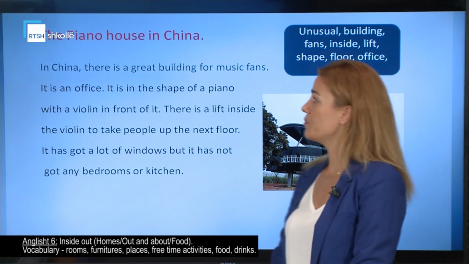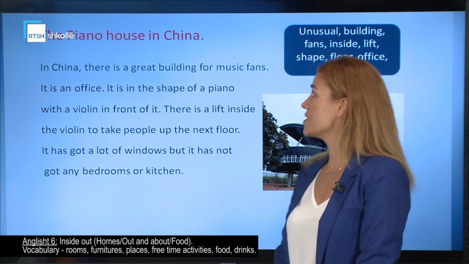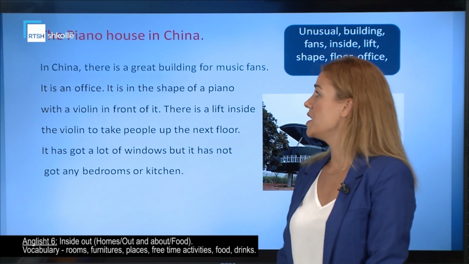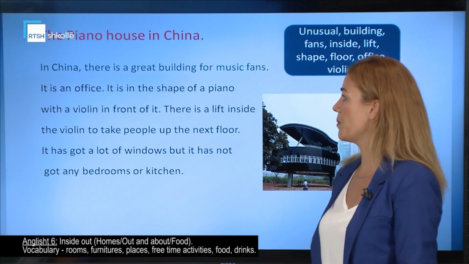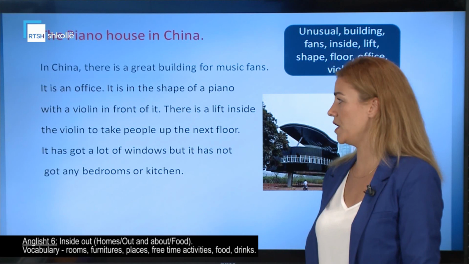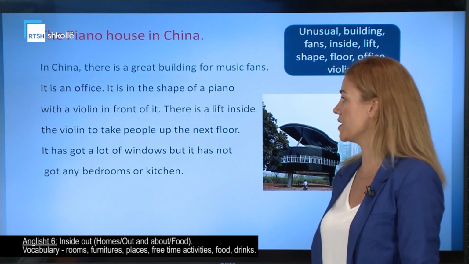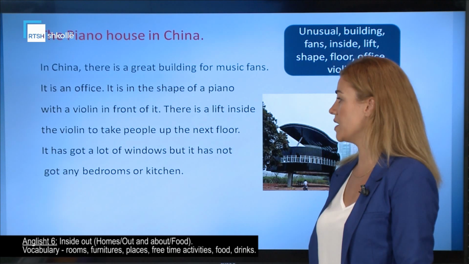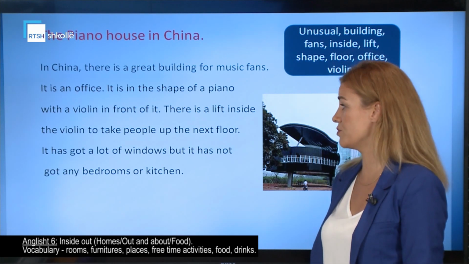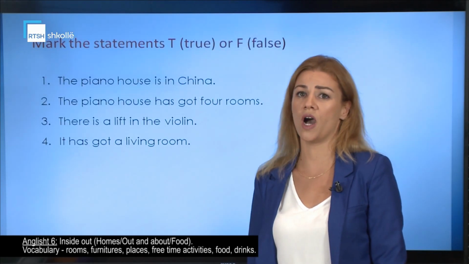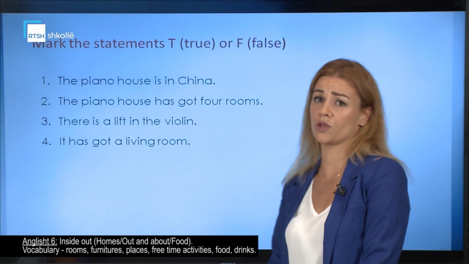Now let's go on. In China, there is a great building for music fans. It is an office. It is in the shape of a piano, with a violin in front of it. There is a lift inside the violin to take people up to the next floor. It has got a lot of windows, but it has not got any bedrooms or kitchen. So this is a short description of a house, an unusual one.